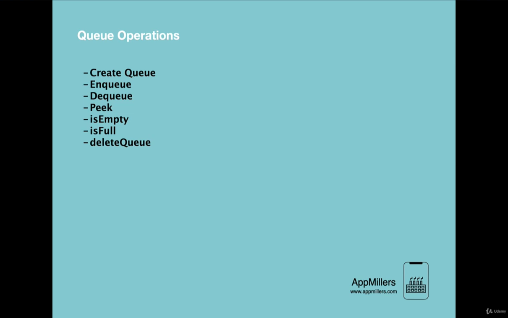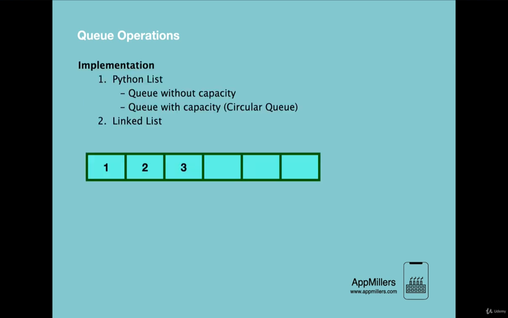So before going deep into these operations, let's see what implementation options we have. Because depending on the implementation, the declaration of these operations will change. For example, in the case of a linked list, the isFull method is not required at all. Similarly, there are variations in other methods as well. So the queue can be implemented in 2 ways in Python. It can be created using a Python list, or it can be created using a linked list.